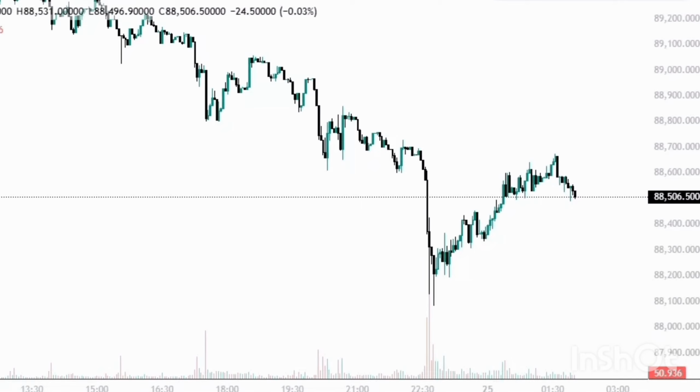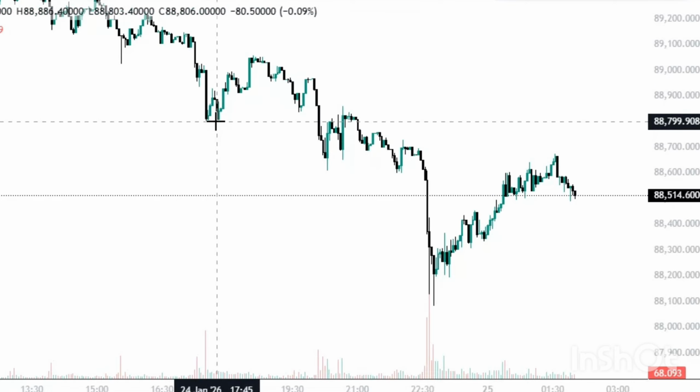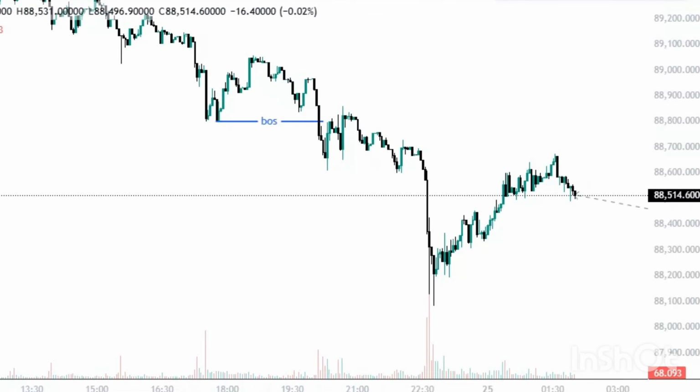The first thing we always analyze is market structure. Here we clearly see the market forming lower highs and lower lows. That tells us the overall structure is bearish. Then we get a bullish move that breaks the most recent internal structure. That is the first break of structure. After that, we see a second structural shift. However, this does not automatically mean the entire trend has reversed.